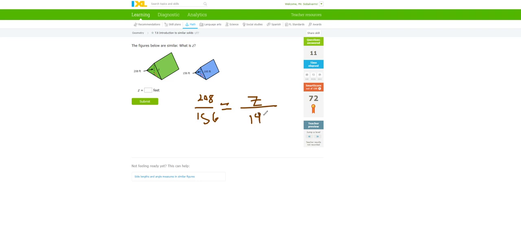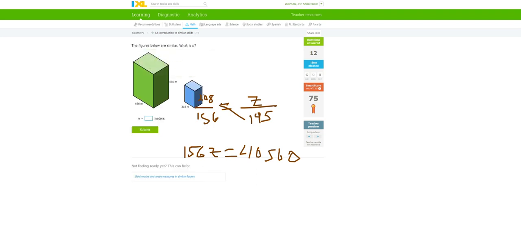Okay, 195. Then you're going to cross multiply. So you do 208 times 195, which is equal to 40560, and that's equal to 156Z. So I'm going to divide by 156, and I get 260. So that means that the missing side will be 260. And there it is.